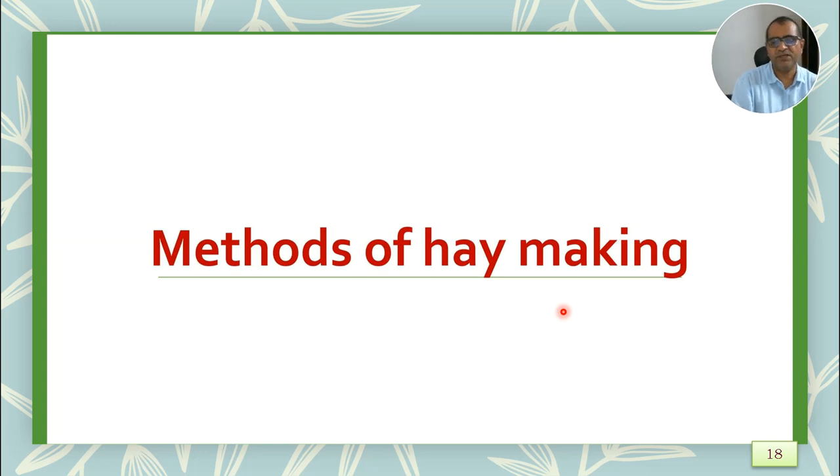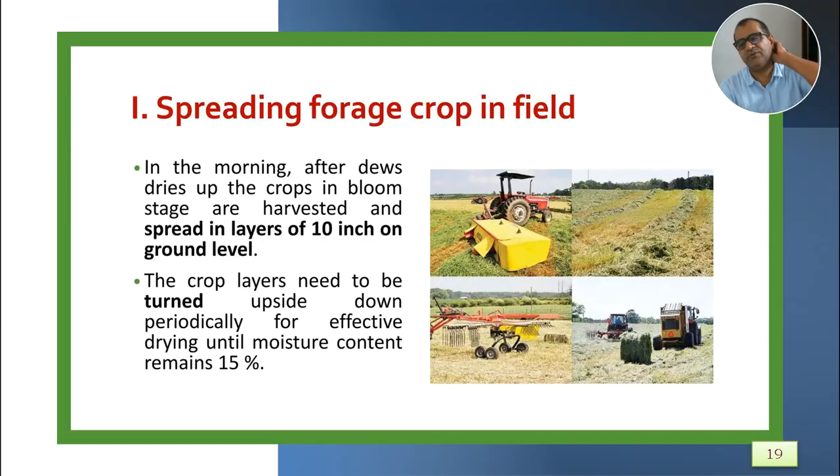Then, methods of hay making: there are varieties of methods, very similar to those of silage, and we can go one by one. First is spreading the forage crops in the field. Here you can see the huge tractor used in developed countries. It goes to the field where the crop is grown, then the crop is cut and spread throughout the field. In the morning after the dew dries, the crop at the bloom stage is harvested and spread in layers of 10 inches on ground level, like this, 10 inches on ground level.